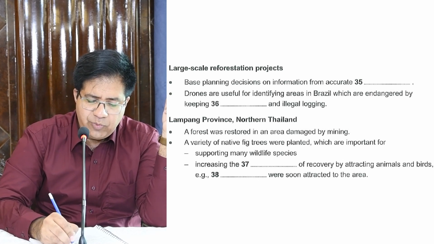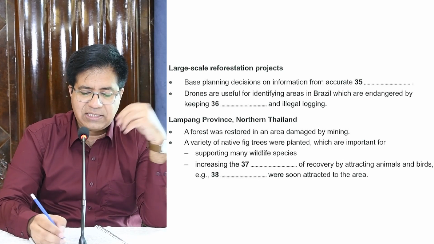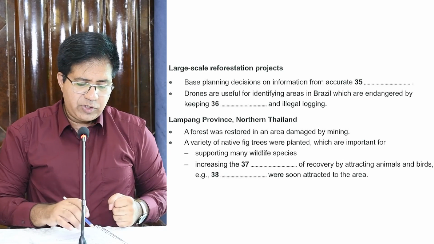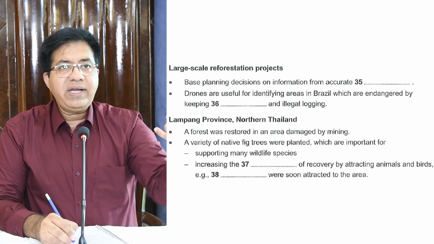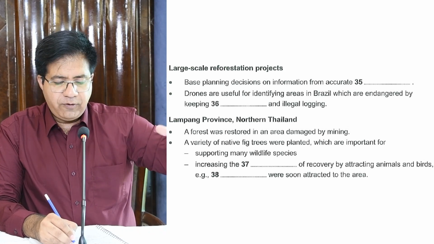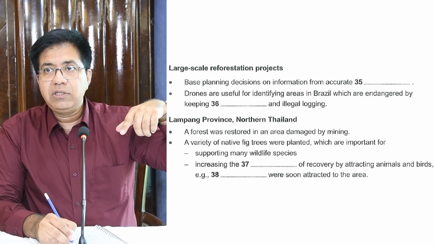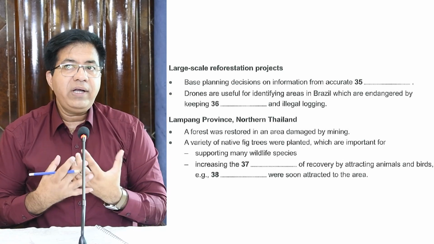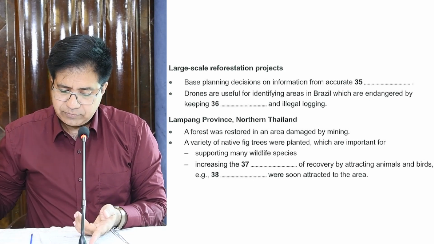Underline the word accurate. For accurate, they can use the word right, correct, or any other word. So base your planning decisions on information from. Now, what is the source of information? Information from, for example, information from accurate report. So what is the source of that information? That will be your answer.